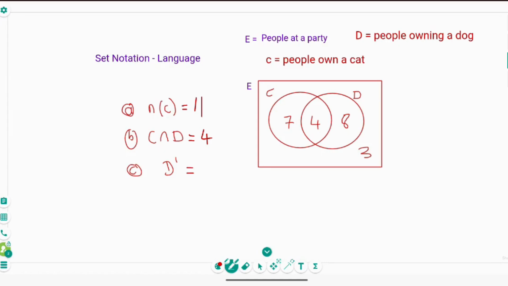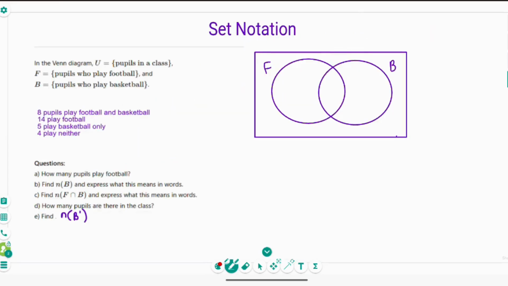And D with a dash means not D. So those 12 people own a dog. How many people do not own a dog? 7 add 3, 10. Okay, we're going to just start putting some of this information in the Venn diagram, and then we'll have a look at answering these questions.